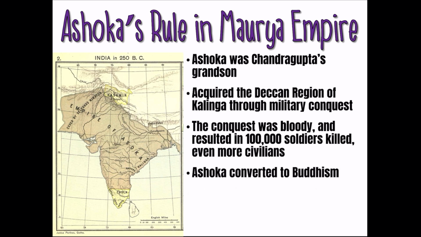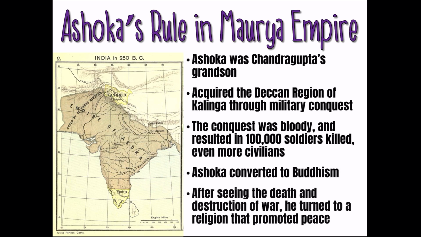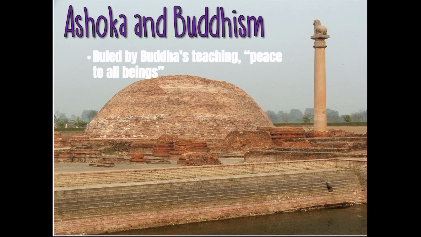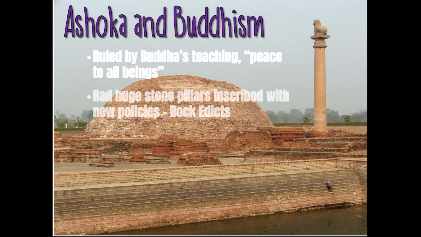So he turned to Buddhism. And from there, his empire really changed. So he controlled this very large empire, but he decided to do it peacefully. And he did that through Buddhism. All right, so when we talk about Ashoka and Buddhism, he really took into consideration the teachings of Buddha with peace, and he installed these huge stone pillars and inscribed his policies. And here in the slide, you can see a picture of one of the pillars. It's also in your book on page 417.